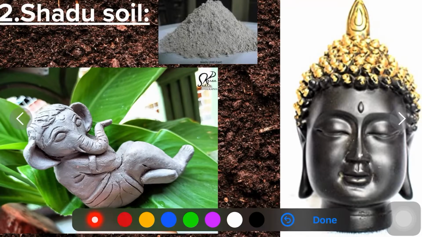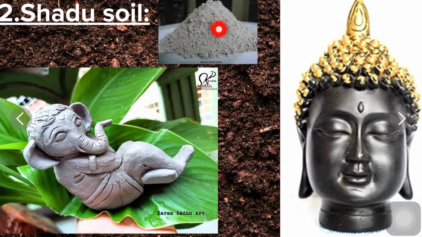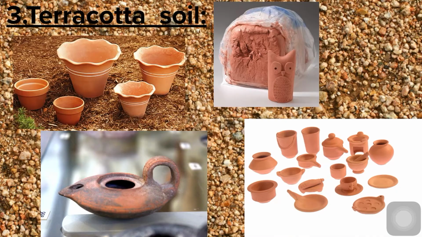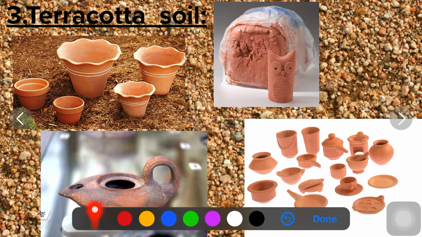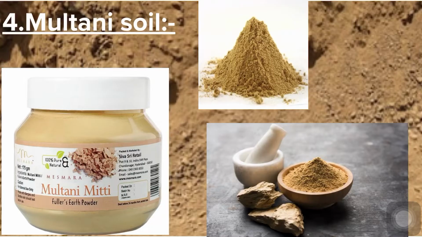Next useful soil is Sadhu soil. It is whitish in color. It is used for making statues and idols. Terracotta soil. This soil is red in color. Decorative articles and pots used for growing plants are made from this soil. Last one is Multani soil. This soil is used in cosmetics, as you all are aware.